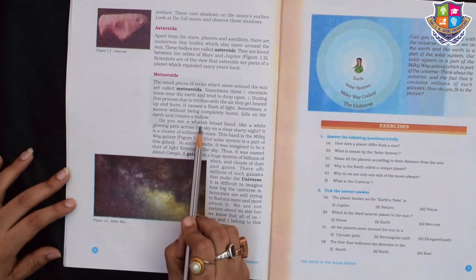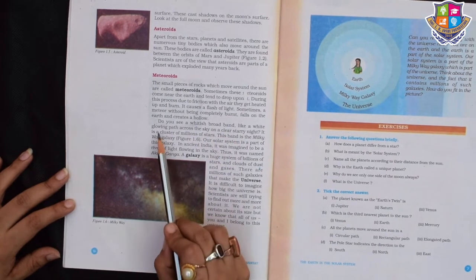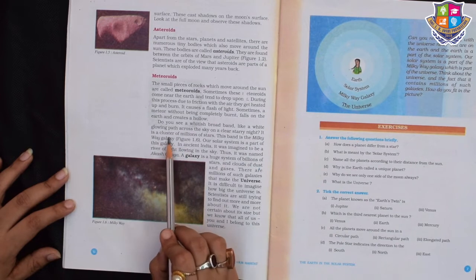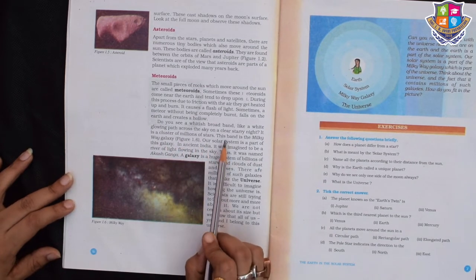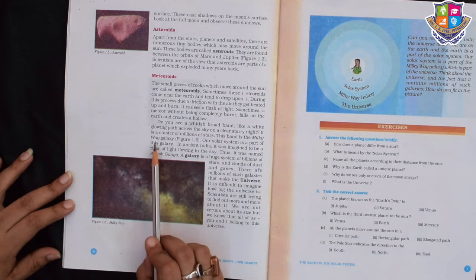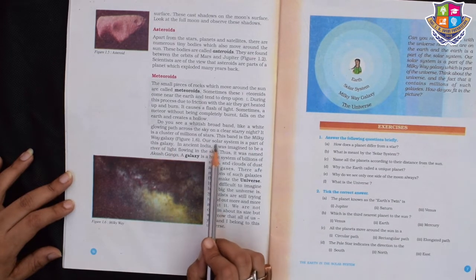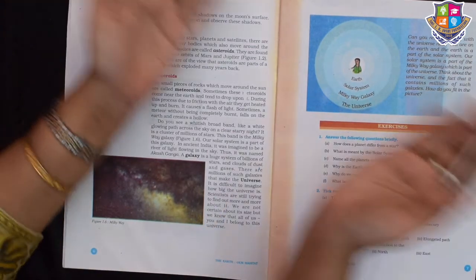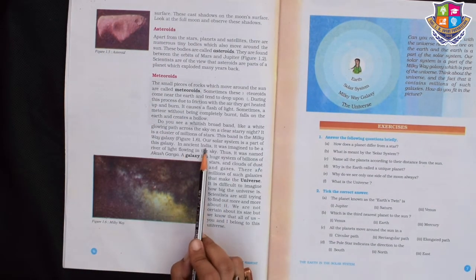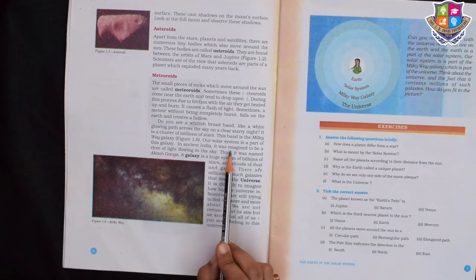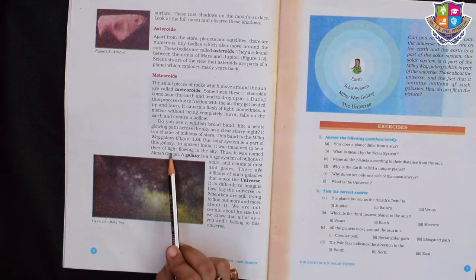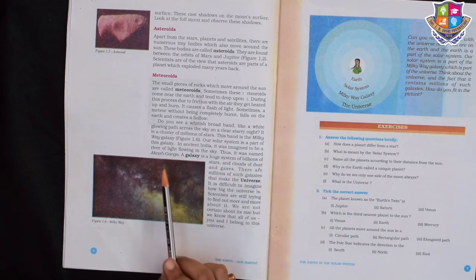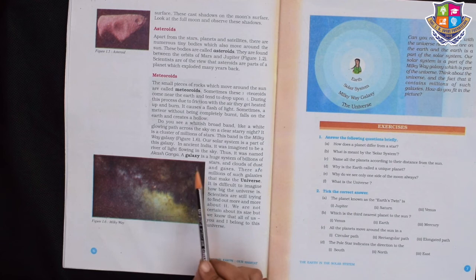Do you see a whitish broad band, like a white glowing path, across the sky on a clear starry night? It is a cluster of millions of stars. This band is the Milky Way galaxy. Our solar system is a part of the galaxy. The galaxy is very huge. In ancient India, it was imagined to be a river of light flowing in the sky. Thus, it was named Akash Ganga.